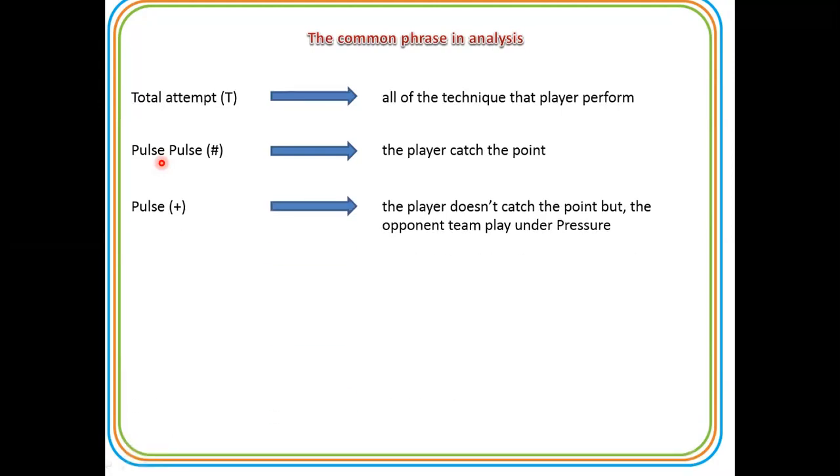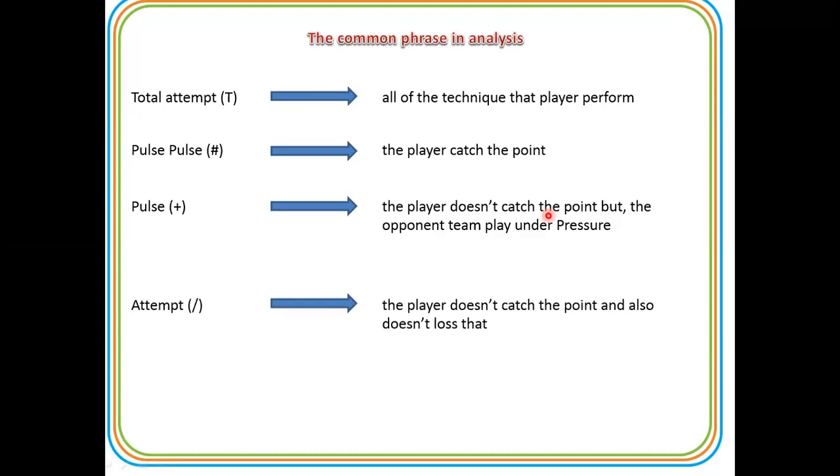Okay. Next is plus. The player doesn't catch the point, but the opponent team plays under pressure. For example, in attack, our player performed the attack technique but didn't catch the point. But the opponent team received the player's attack very, very hard, and the setter can set the ball only in one position. For example, only in position 4. This is a plus for us in the attack technique.